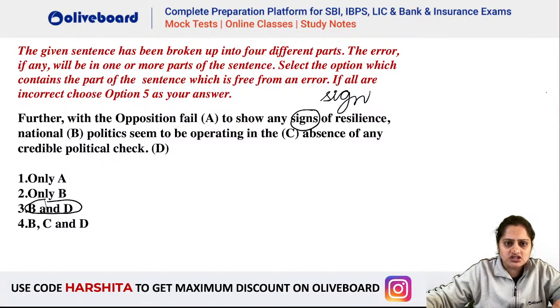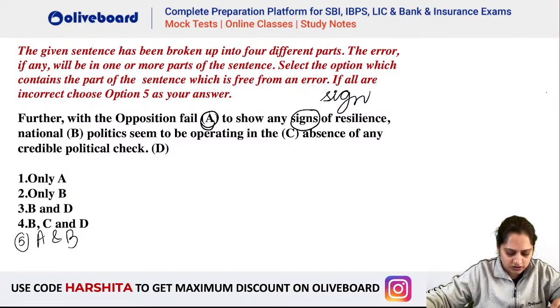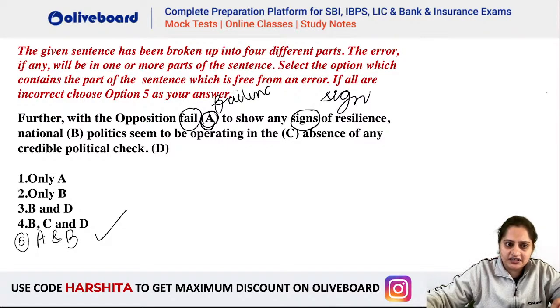Actually, first one, it should be A and B. Sorry, my fault. I think the fifth option I have not given you. It is A and B. Let me correct this. Fail will not come firstly. Fifth option, A and B. Firstly, further with the opposition failing to show any sign of resilience, national politics seems to be operating in the absence of any credible political check. Acha, you have to mark free from error.